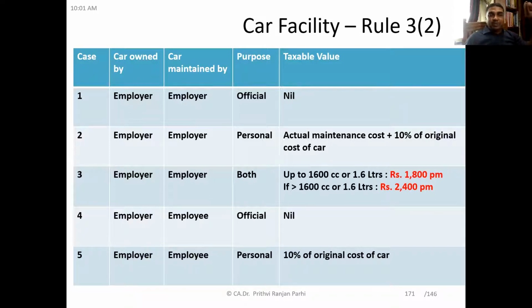Yes, sir. Now, situation 3. Employer's car, employer is maintaining, but it is for both. It is for official purposes as well as personal purposes. That means employee is definitely getting some benefit. Then it is really difficult to practically segregate how much is for personal use, how much is for official use. So the rule has suggested we have to see whether it is a small car or a big car. Small car means up to 1600 cc or 1.6 liters of engine capacity. If that is so, then how much is the perquisite?